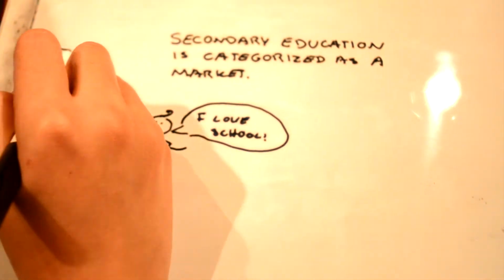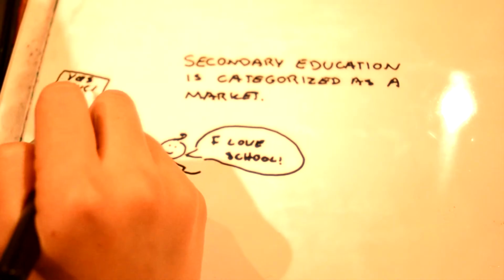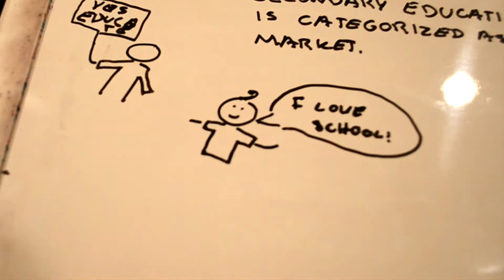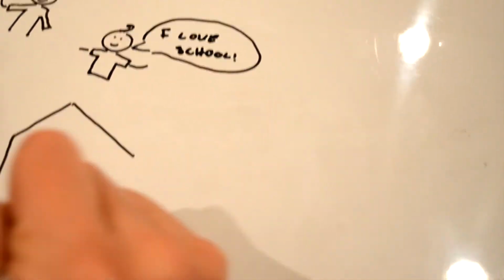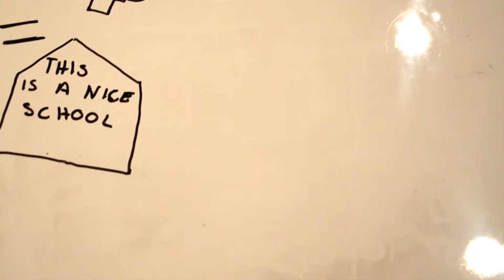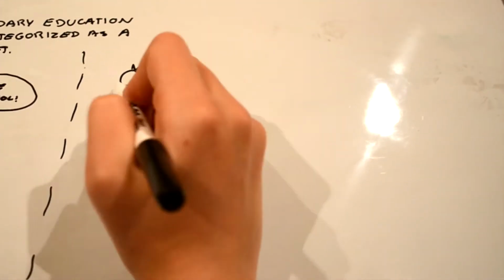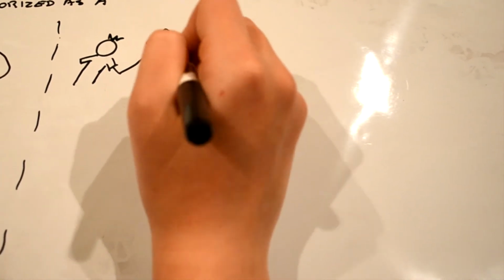For example, secondary education is categorized as a market. In areas where there is a higher value placed on education, more time, money, and resources are funneled into the school district. Because of this, school districts where people value education are cleaner and filled with better resources to improve the learning environment. The people of the school district determine the value of education, and because of this, there is a positive effect on the school itself.